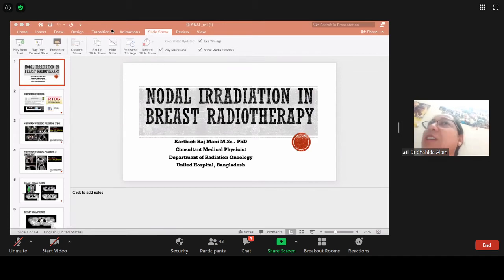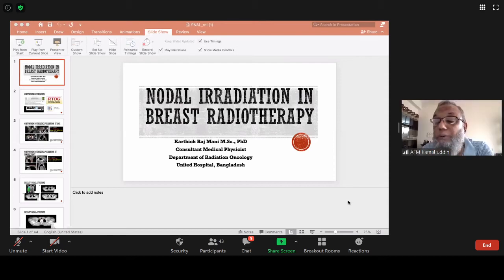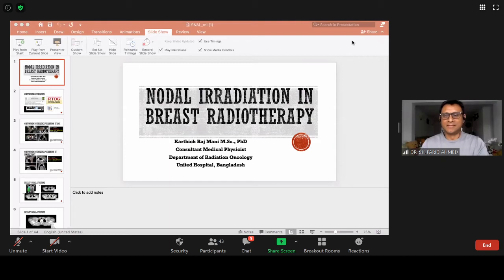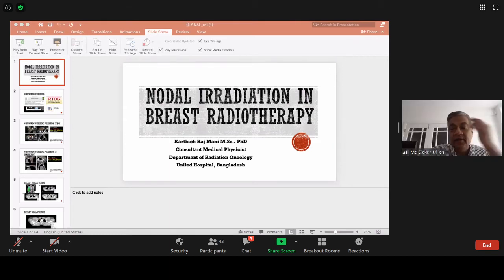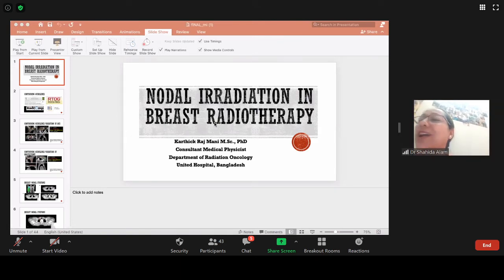In case of more than 5 cm tumor or margin positive, it may be post-mastectomy. Right. So I thought that in post-mastectomy they have to do chest wall radiotherapy. I didn't know that they have to give supraclavicular radiotherapy. No, nodal irradiation. I'm talking about nodal irradiation.